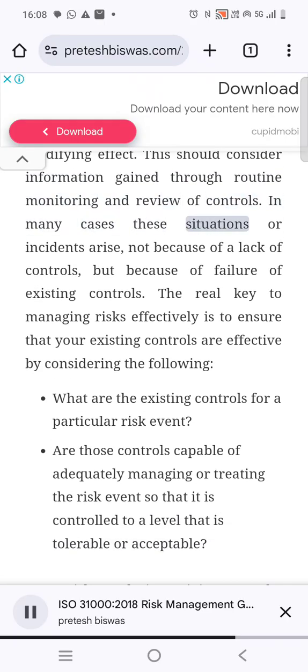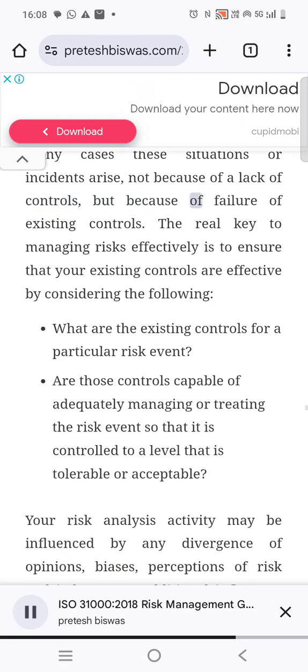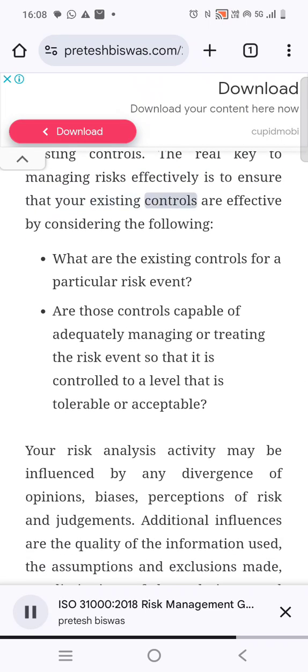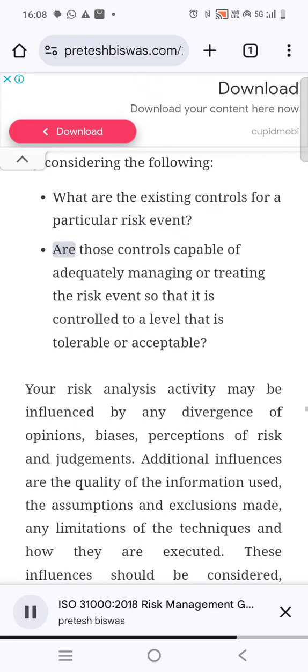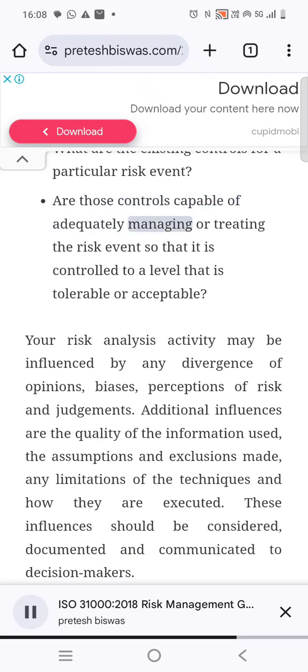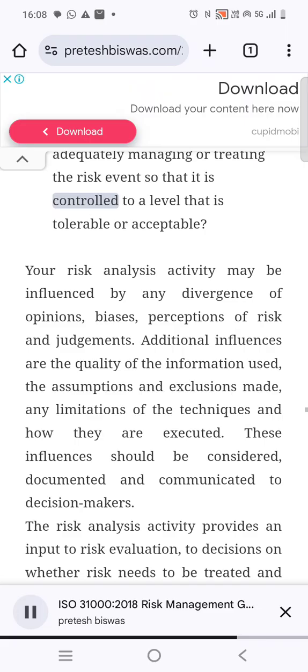In many cases, these situations or incidents arise, not because of a lack of controls, but because of failure of existing controls. The real key to managing risks effectively is to ensure that your existing controls are effective by considering the following. What are the existing controls for a particular risk event? Are those controls capable of adequately managing or treating the risk event so that it is controlled to a level that is tolerable or acceptable?